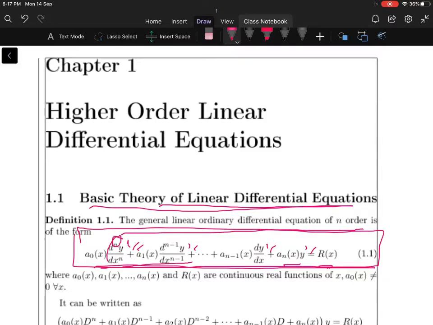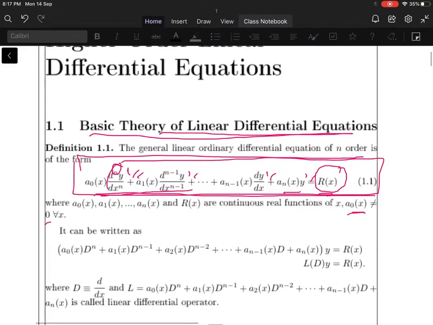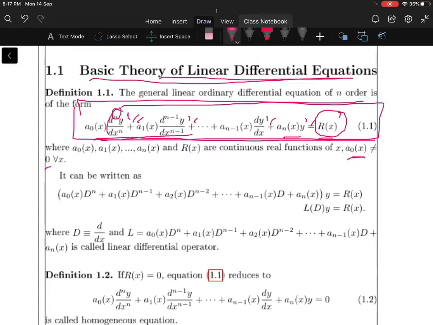But let us know what a naught is. Where a naught, a1, and so on, a(n-1) and an are continuous real functions and r of x is a function of x. It may be a constant or a function of x, provided a naught of x is not equal to 0. If a naught of x is equal to 0, the order of the differential equation is reduced to n minus 1. Therefore a naught can never be 0. Maybe a1 is 0, maybe a2 is 0, maybe a(n-1) or an is 0, but a naught should not be 0.